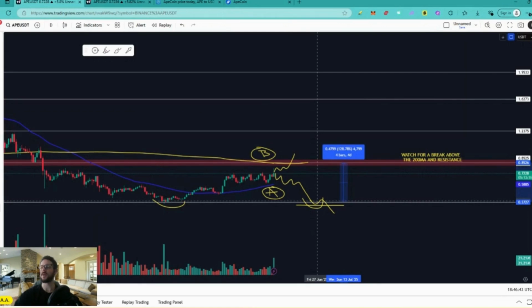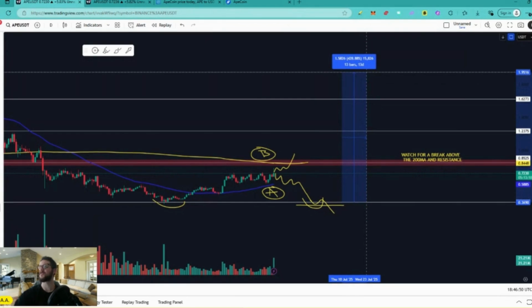We are wolves. We buy fear. We buy red. Also, look at this, guys. A measured move from this bounce to this last target that I have here on the chart, that's over a 428% move, over a 4x move. I'll tell you the truth, guys. I hope that the price action pulls back. I hope that plan A plays out so I can accumulate some more ApeCoin all the way down here.